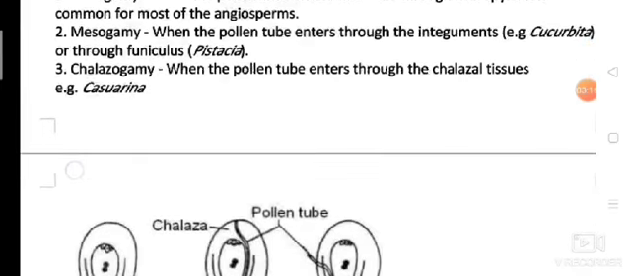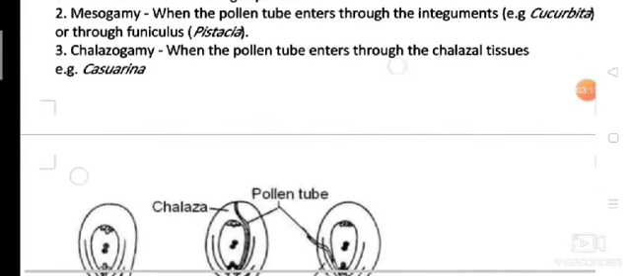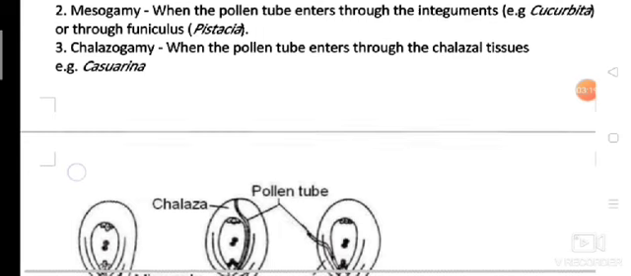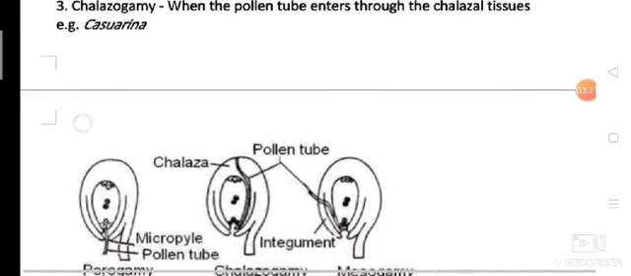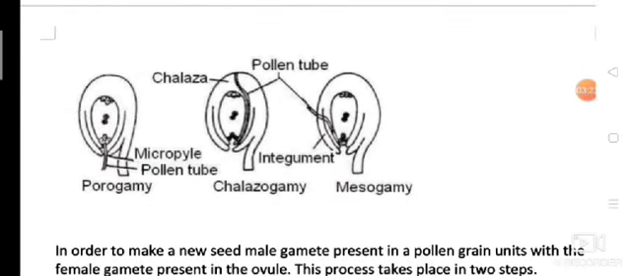Chalazogamy: when the pollen tube enters through the chalazal tissue, for example Casuarina. See the picture: porogamy, chalazogamy and mesogamy.